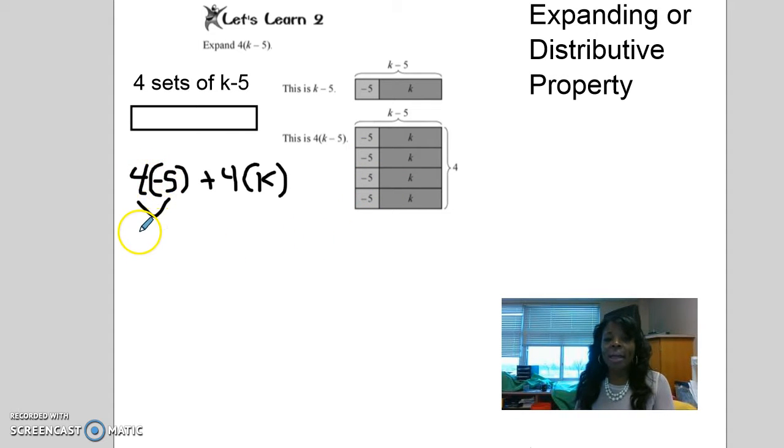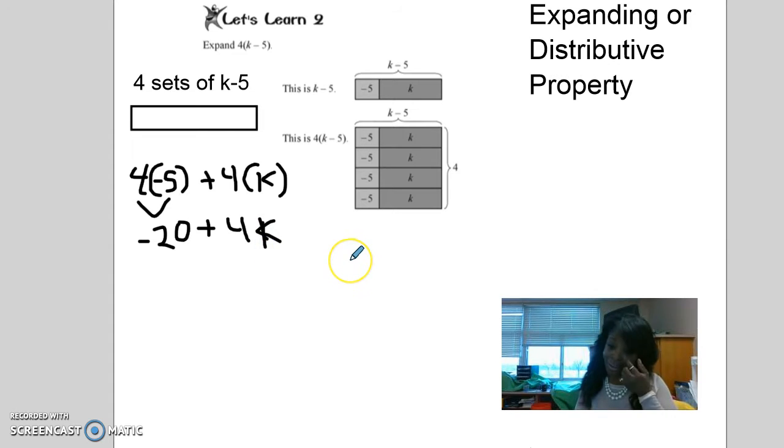4 times -5, positive times a negative is a negative. 4 sets of 5 is 20. And then plus 4k, which means 4 k's. And guess what? That's the answer. So easy. Not easy, actually. We have to work hard. I mean, nothing's actually easy. We just do our work and we remember.